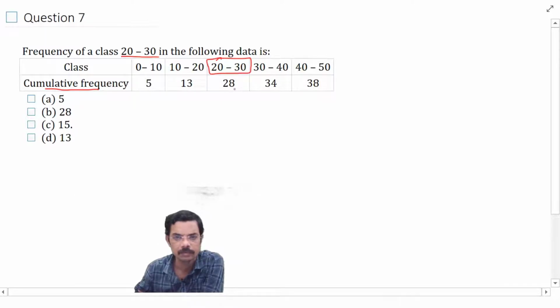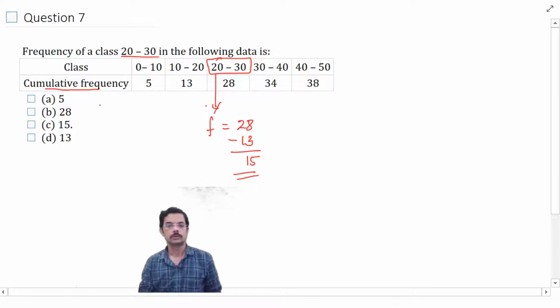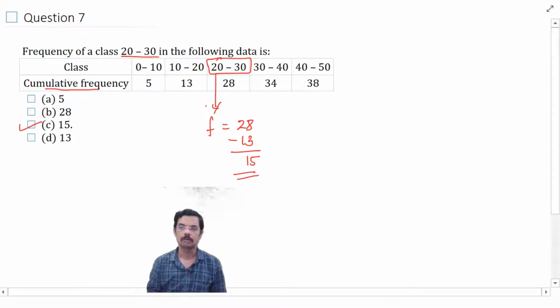This is less than type cumulative frequency if nothing is mentioned, and especially it is clear from the increasing order of the cumulative frequency that it is less than type cumulative frequency. So less than 30 is 28 and less than 20 is 13. So what will be our answer? The frequency f will be equal to 28 minus 13, which is 15. So your answer is 15. Your option is option C, 15.